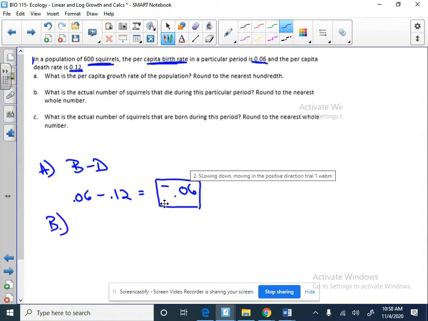I'm more interested in if you know how to solve the problem. B, what is the actual number of squirrels that die? Well, that's to get the deaths. I know the death rate is 0.12 squirrels per capita, per squirrel. We have a death rate of 0.12 deaths per squirrel. That's what per capita means, deaths per individual. Times the population, 600 squirrels.